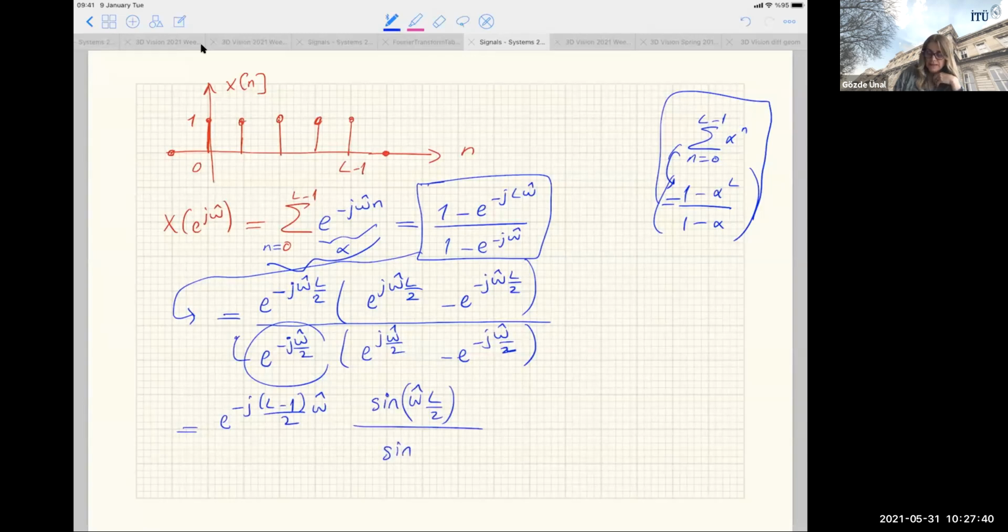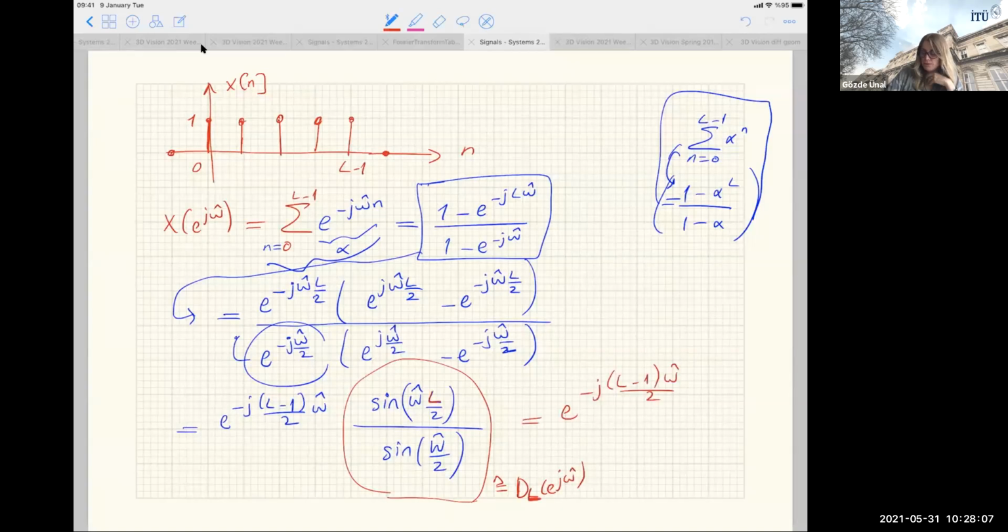And typically, I think we name this a Dirichlet function, this guy. In signals and systems, this is defined as D_L of e to the j omega hat. You see L is the parameter here. So it's really a frequency shifted, I mean, multiplying by e to the minus j omega, it will be time shifted, right? Times D_L of e to the j omega hat. Okay, this is a sine over sine this time. This is called a Dirichlet function.